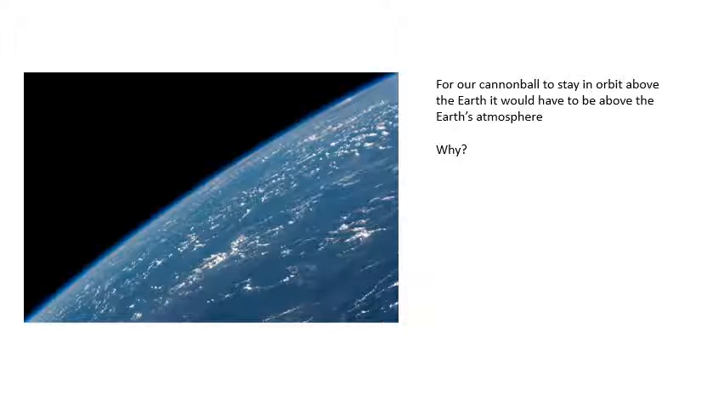Now, for our cannonball to stay in orbit above the Earth, it would have to be above the Earth's atmosphere. Why? Well, I've already mentioned, air resistance would slow it down. If you're above the Earth's atmosphere, and remember, you only have to go up about 100 kilometers to get above the Earth's atmosphere, then the cannonball isn't going to slow down, and it will go round and round the Earth for a long time.